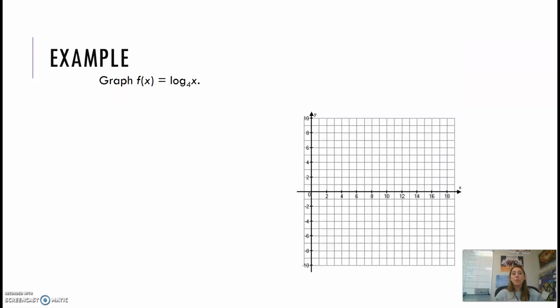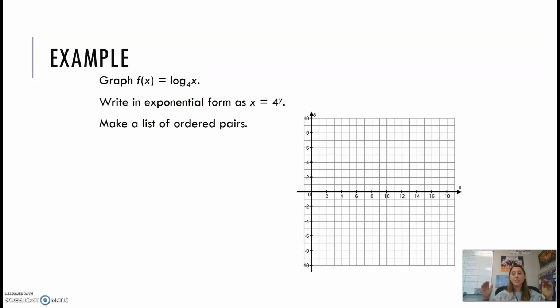So when we graph them, the first thing we're going to do, this is where the inverse idea is really going to come into play. This is where it's at. We're going to rewrite this as an exponential so we can figure out what that is. If we rewrite it, we get x is equal to 4 to the y. Then we're going to use that to create a table. When we talked about inverses, where we said if it's an exponential, we switch the x and the y, that's what we're going to do with our table.